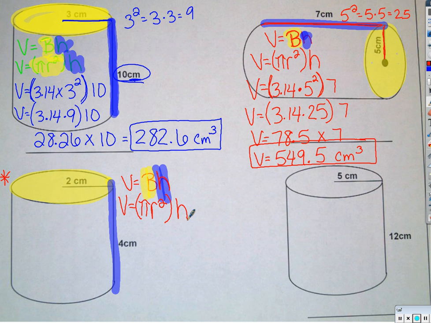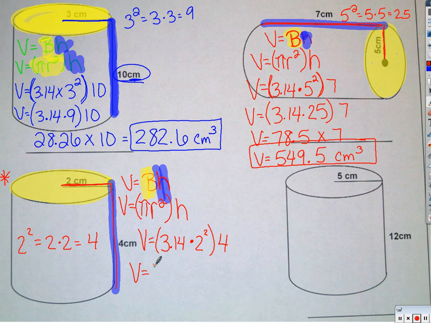And now we can plug in our numbers. Volume equals pi becomes 3.14 times the radius. Here's your radius. Your radius is 2 to the second power, close our parentheses, times the height of the prism. The height of the prism is 4. Now we need to follow order of operations, or solve our exponents. 2 to the second power is the same thing as 2 times 2, and that's going to equal 4.